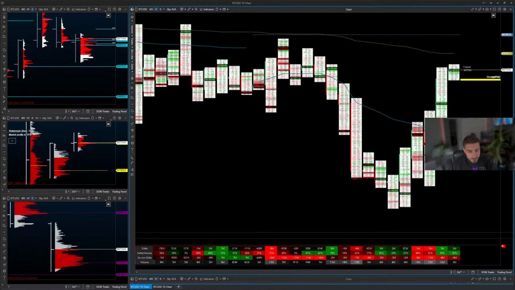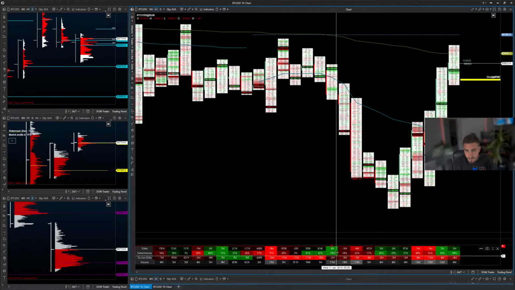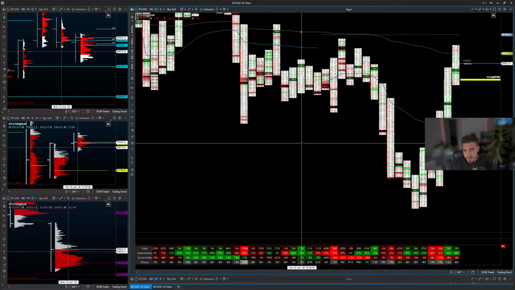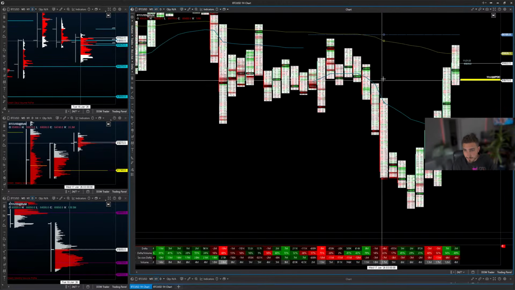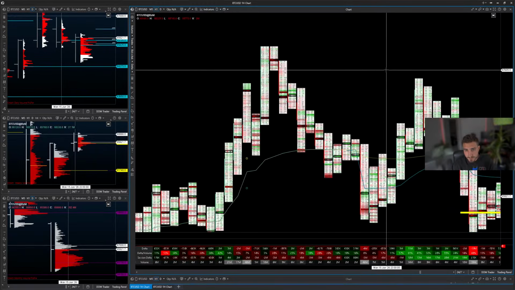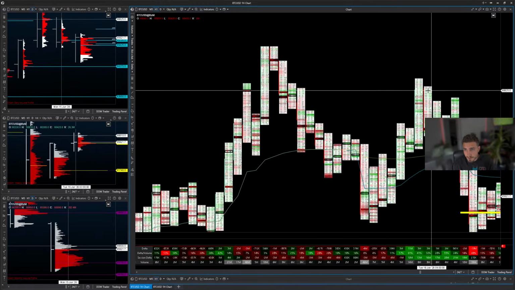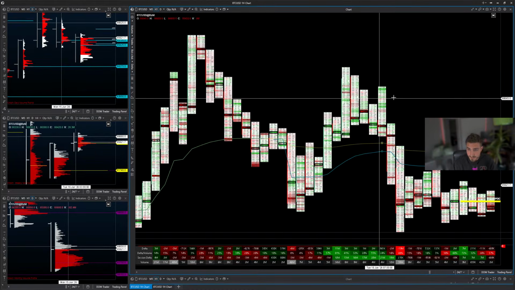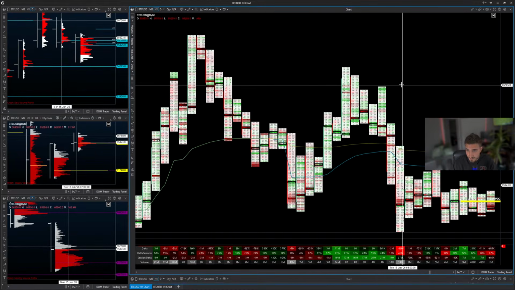This is my workspace, right? And this is the same chart, the hourly on Bitcoin. You can see how we've rejected from that point of control up here and flipped it to resistance. You had a lot of positive delta piling into that point of control. The point of control is basically right here at these highs.